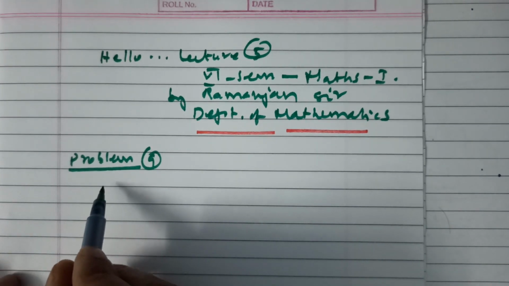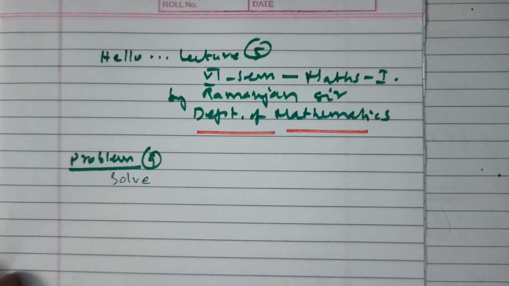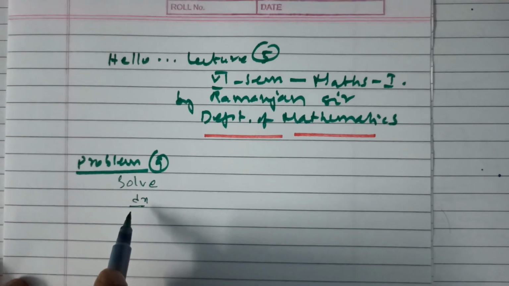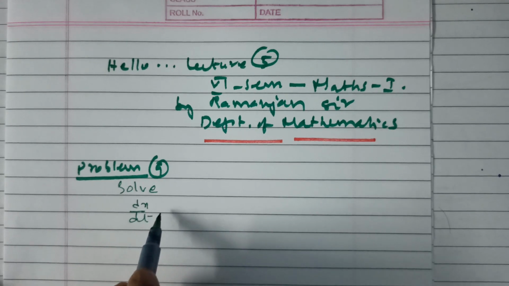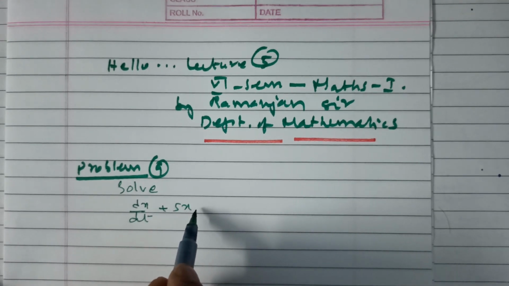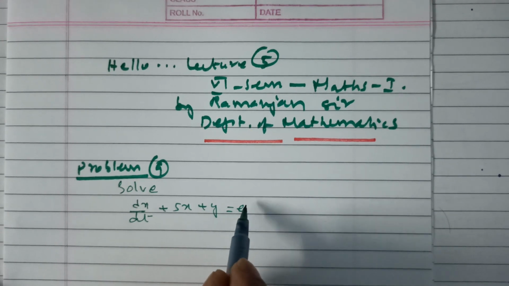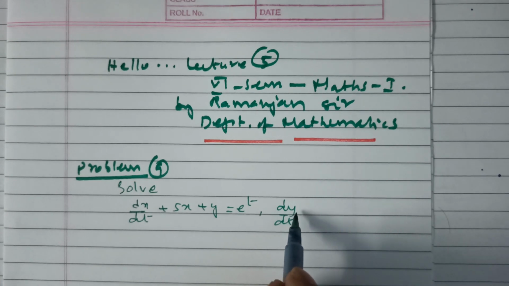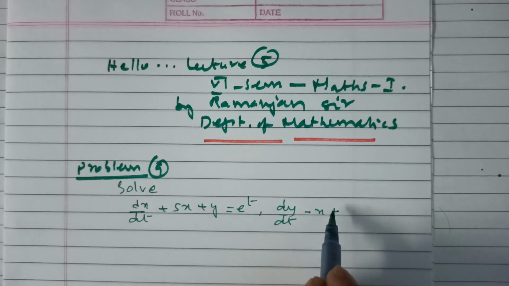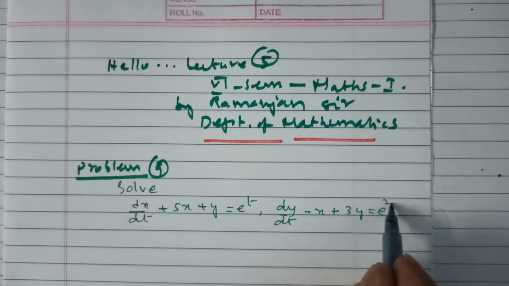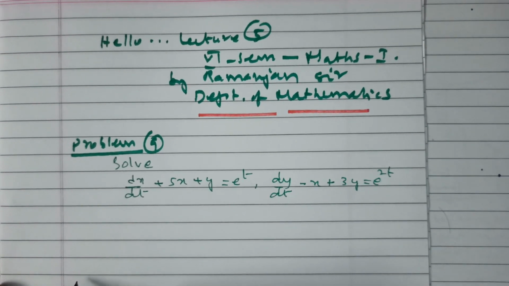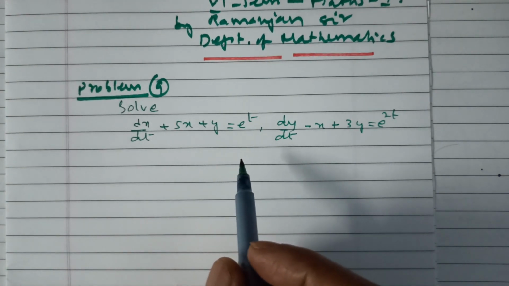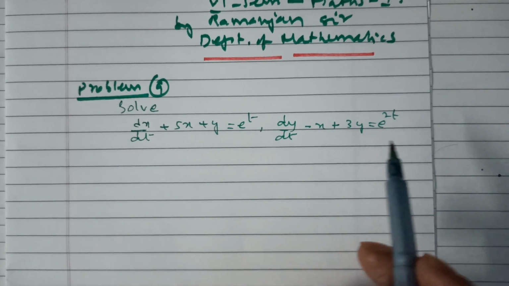Problem 9, solve dx by dt plus 5x plus y is equal to e power t, comma dy by dt minus x plus 3y is equal to e power 2t. Right, the right side is also there after this. In the 9th problem, we have right sides.